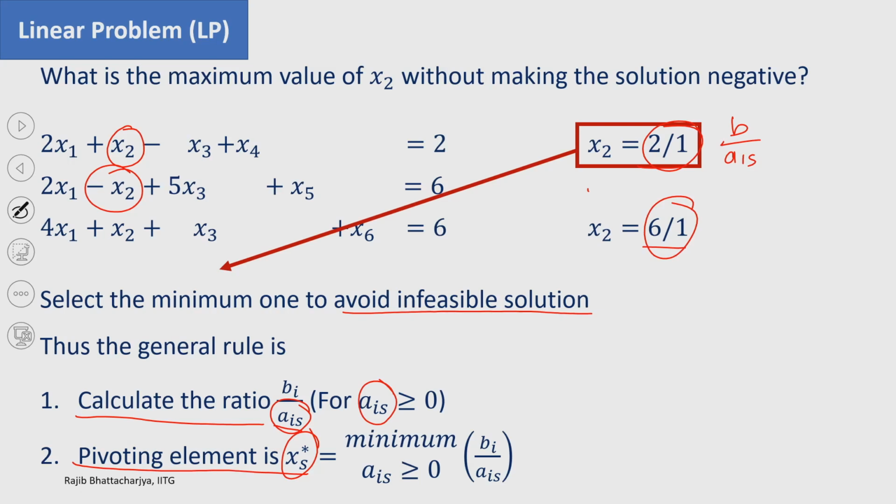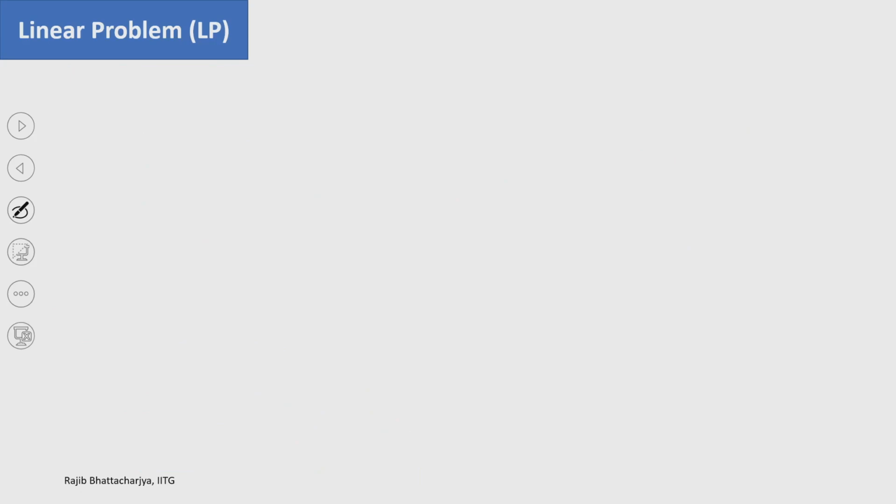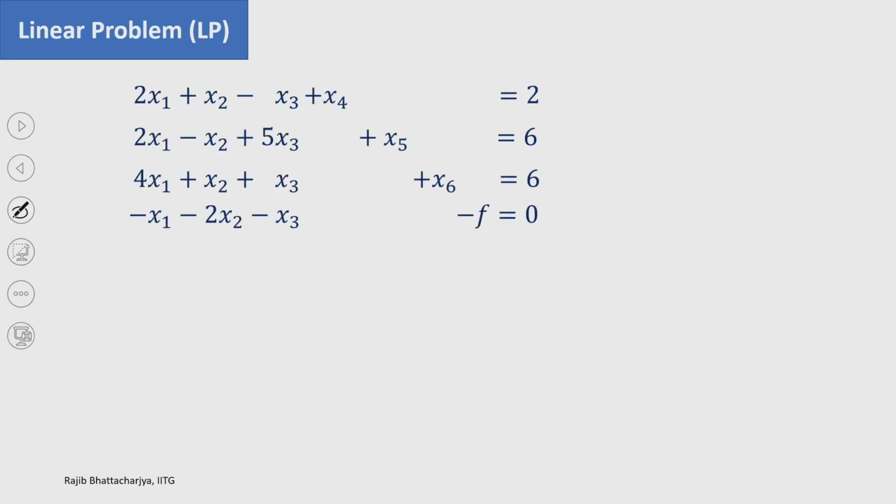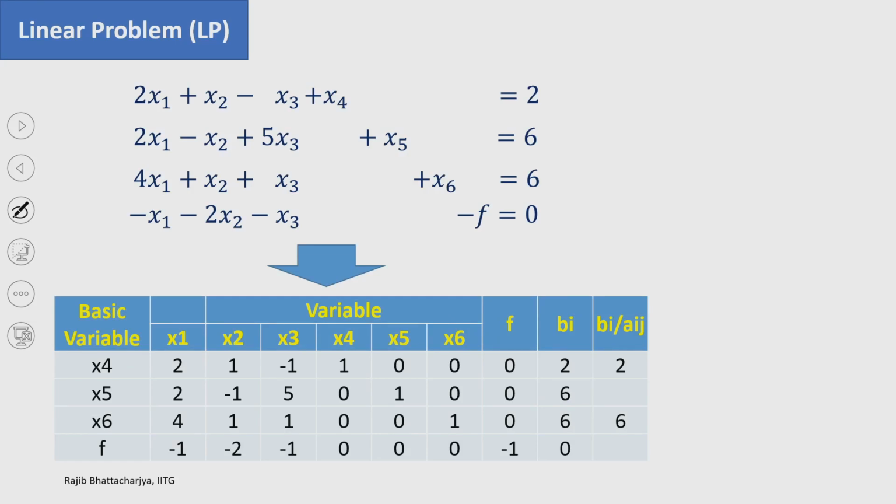The second rule is we will calculate the ratio between the right hand side b i divided by a i s for all these three equations, and we will select the minimum one. So, now let us prepare a table. Here I am writing the basic variables: x 4, x 5 and x 6. I would like to do it from the beginning. Here I am writing the variables x 1, x 2, x 3, x 4, x 5, x 6, and this is the objective function. This is b i and this is b i by a i j.